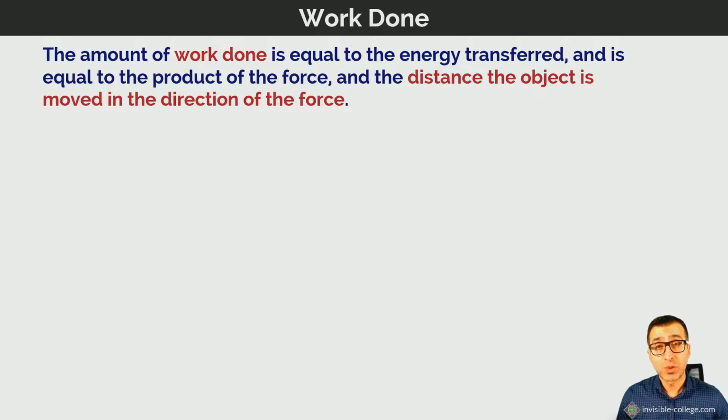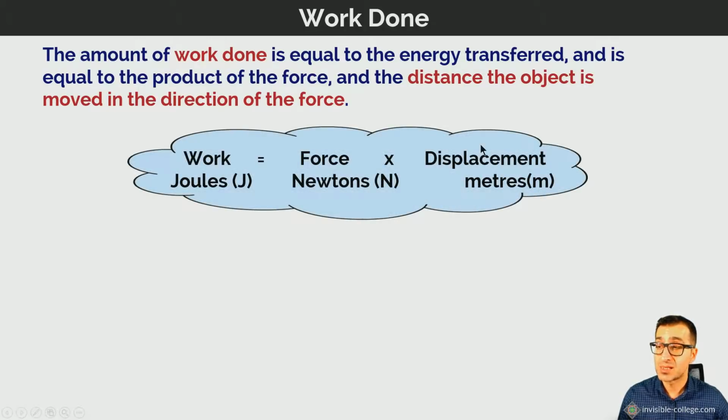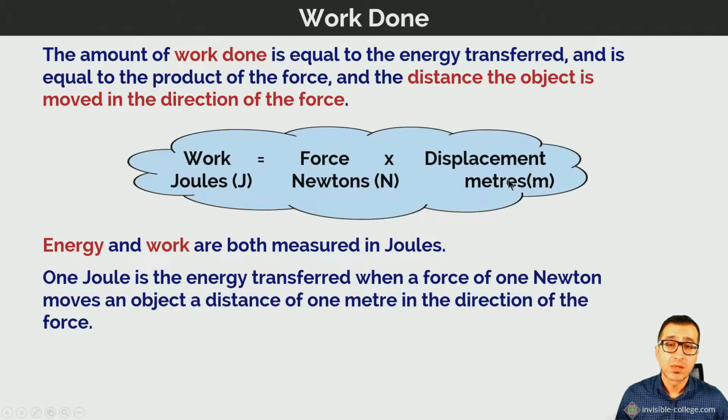Now, to calculate the amount of work done by a force that moves an object, it's the force in newtons that's doing that movement multiplied by the displacement of the object along the same line as the force that's acting. And that's in meters. The standard units of displacement, the magnitude of displacement, is in meters. So energy and work are both measured in joules, and we define 1 joule of energy as the energy transferred when a force of 1 newton moves an object by a displacement of 1 meter along the same line as the force, parallel to the force.